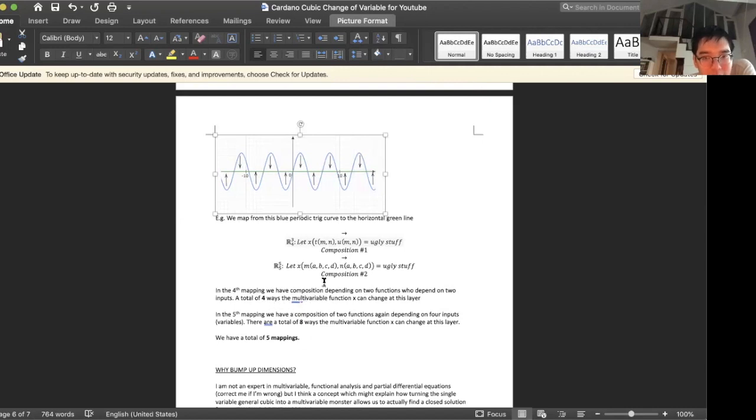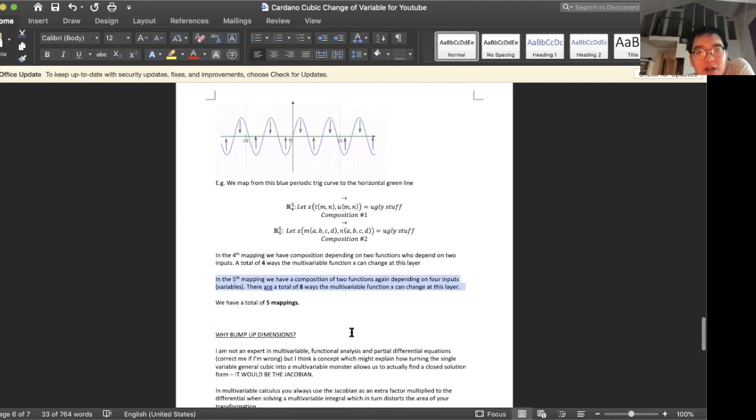Similarly, I go to the fifth mapping, and here's where we add in, we basically make a function of our terms m and n here in terms of the coefficients and constant terms of the general cubic. So we have 4 inputs now. And so since there's 2 functions, there's a total of 8 ways the multivariable function can change at this final layer. So in general, there's a total of 5 mappings. That's the way that an algebraist or a group theorist would take a look at what's going on with this problem.